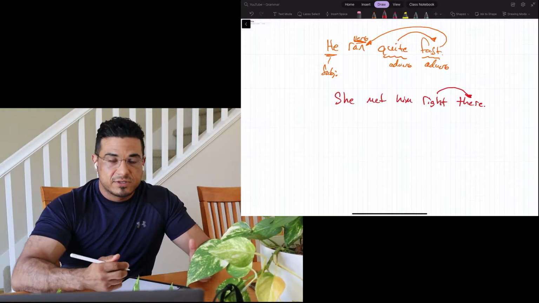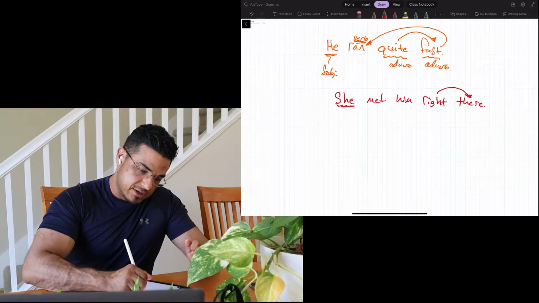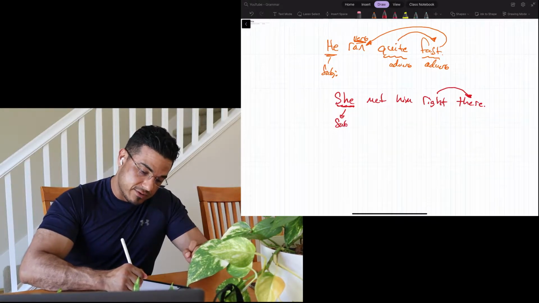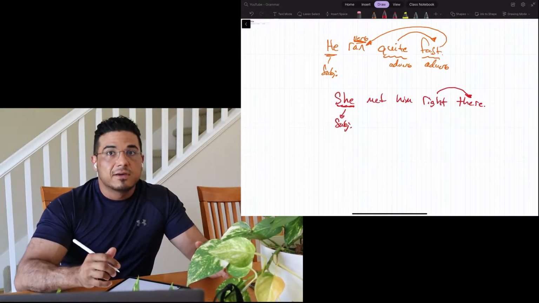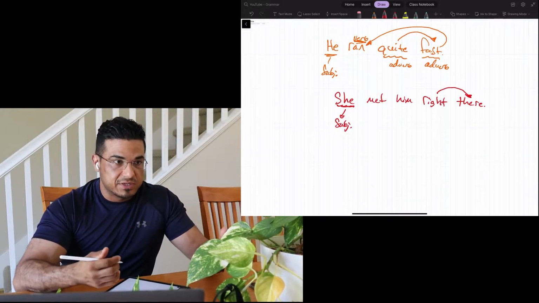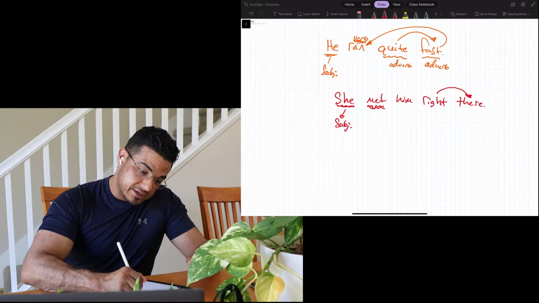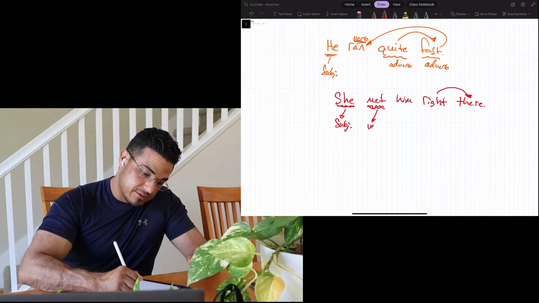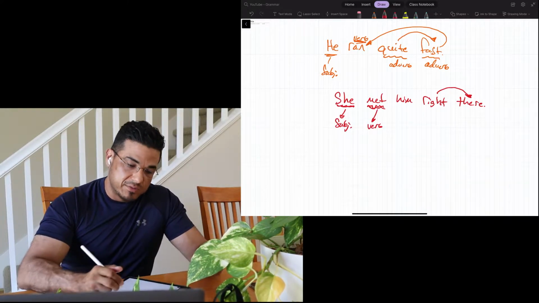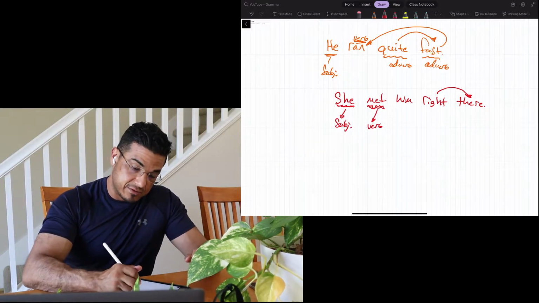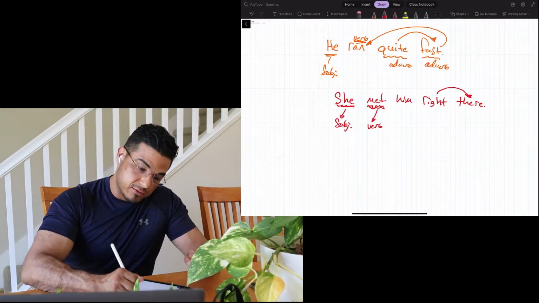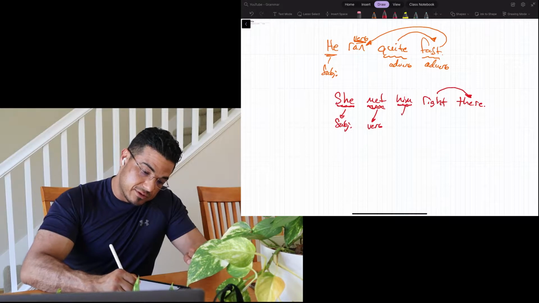Again, if we're decomposing our sentence, which you should do, just as good practice, we have she, which is our subject pronoun. We'll just identify it as a subject. The subject needs a predicate or needs a verb, right? What did she do? Well, she met, so that's going to be our verb. Well, who did she meet? Who's the object of the verb met? Well, she met him, so there's your object in the sentence.